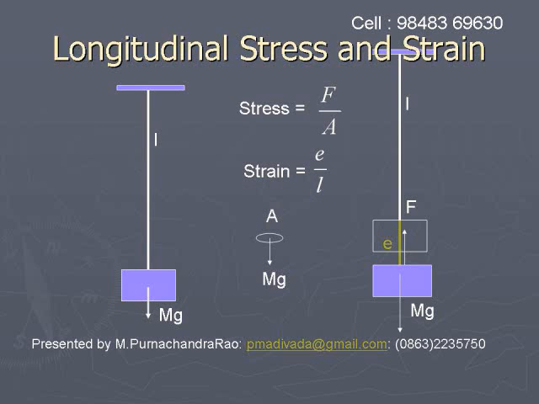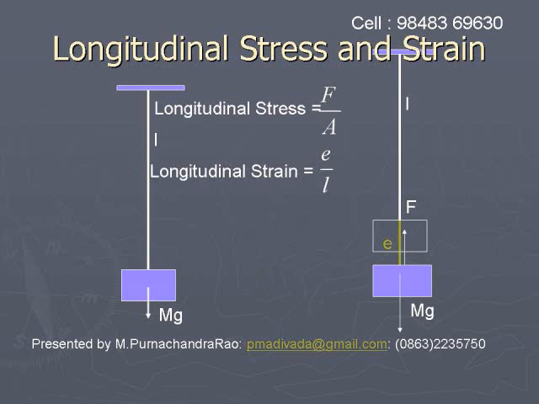The restoring force is F and the area on which it is acting is A, hence stress is equal to F by A. Strain is change in dimension per original dimension. Here the dimension is length. So the change in dimension is e, that is the increase in length. Original dimension is L.